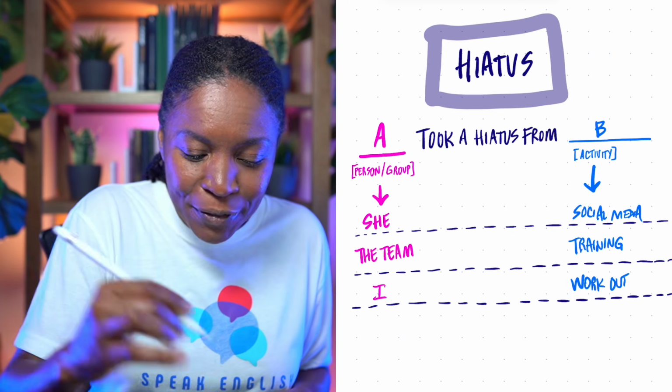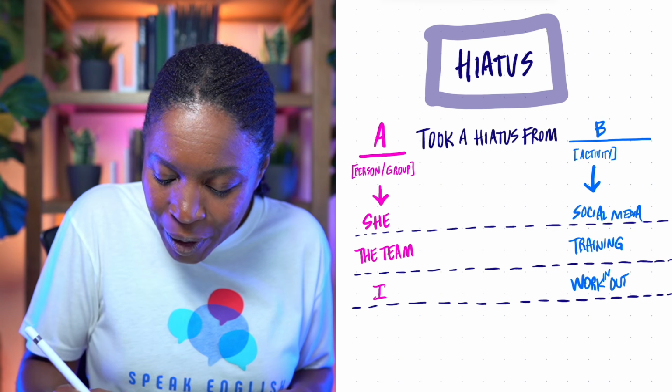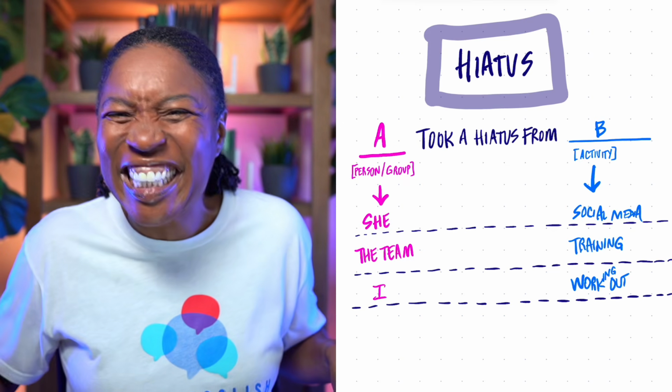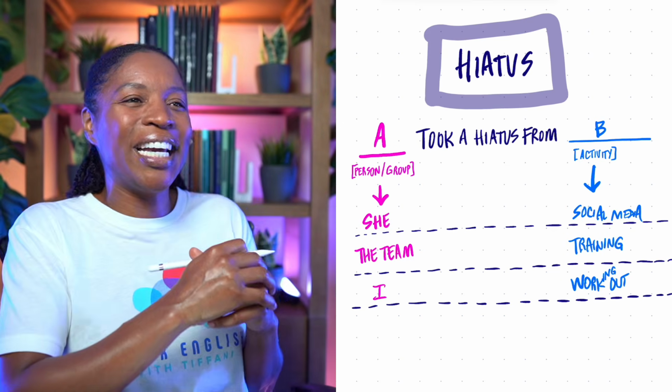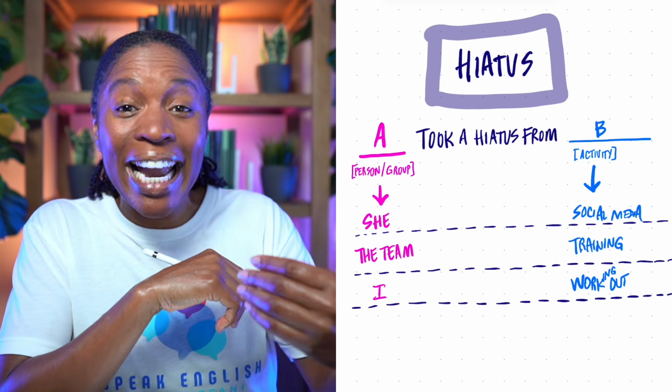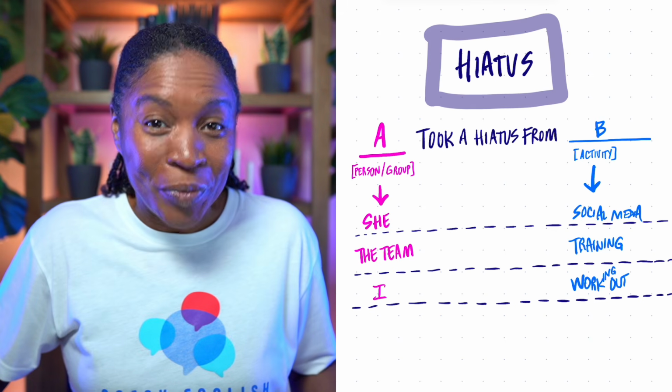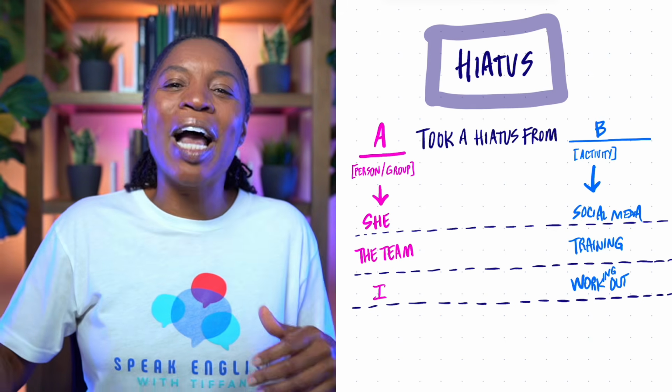Typo. Let me actually finish typing that out. I said working out. Here we go. Working out. I added the ing. So again, our last one is I took a hiatus from working out. You got it? Excellent. So now you understand the term hiatus and also the simple sentence structure using this term.